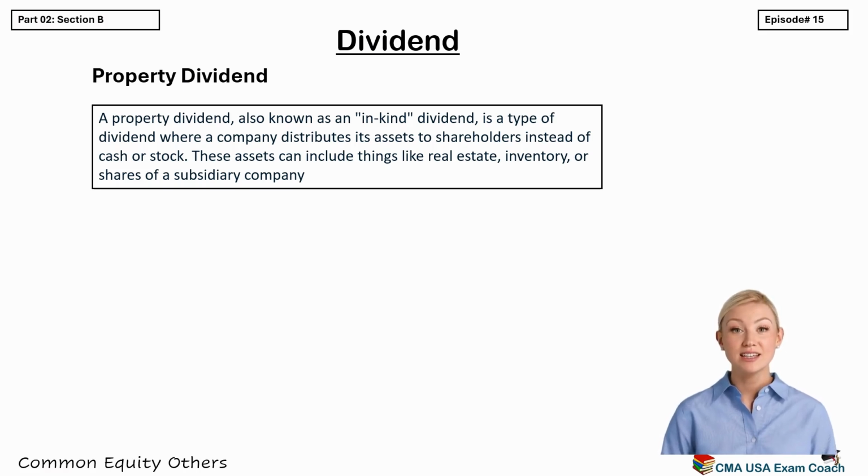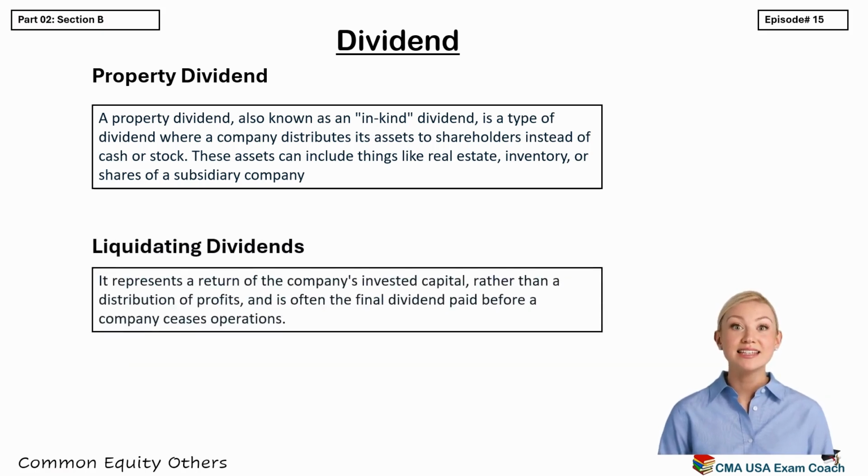Now let's understand liquidating dividends. A liquidating dividend is not a regular dividend paid from profits. Instead, it is a return of capital to shareholders. That means the company is giving back part of the money that the shareholders originally invested. This usually happens when a company is winding down its operations, selling off assets, or returning excess capital that it no longer needs. It's often seen during partial or full liquidation of a business.